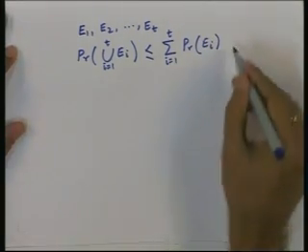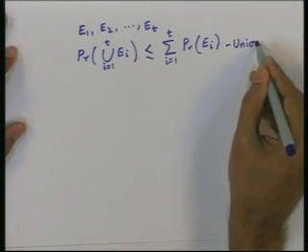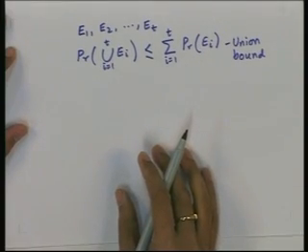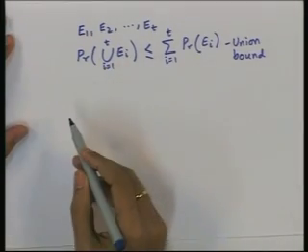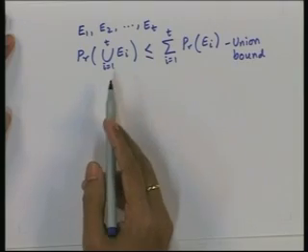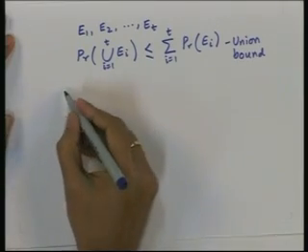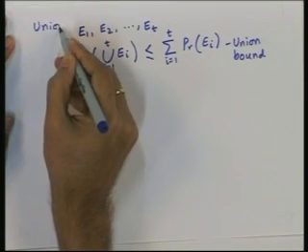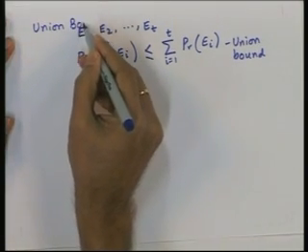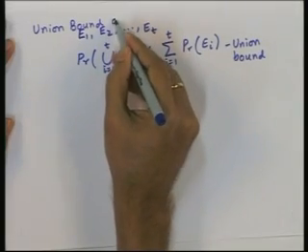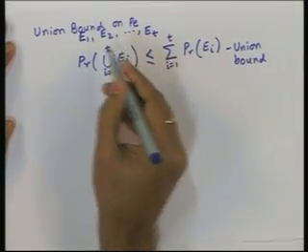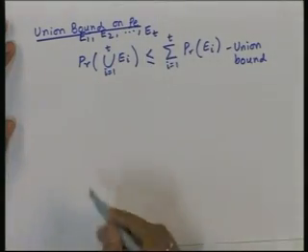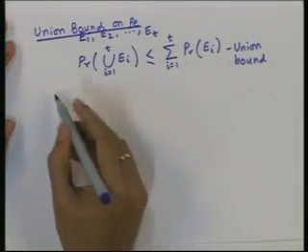This is the union bound. So, we will use this to get an upper bound on the probability of error. So, suppose that, we are discussing the union bound on probability of error.